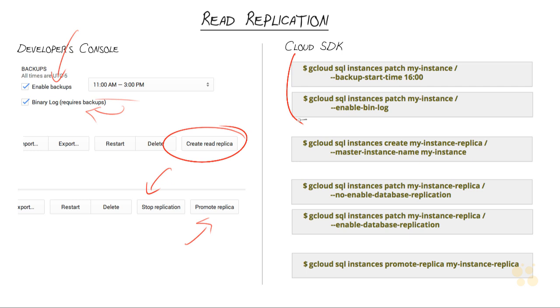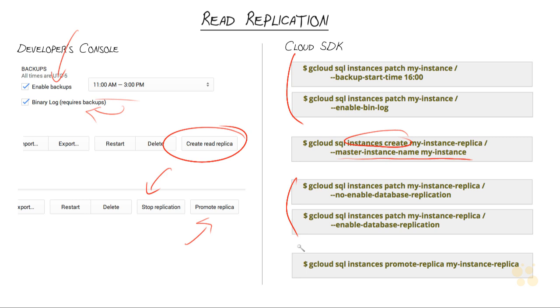And then, in order to create a replica, all you're really going to do is create a new instance and pass in the master instance name switch. Pass in the instance that you want to be the master, and Google Cloud SQL will create a new instance based on that instance that you define as the master. Pretty easy, right? If you want to turn on or off replication, you simply go to the gcloud SQL instances patch command and use the enable database replication or no enable database replication.